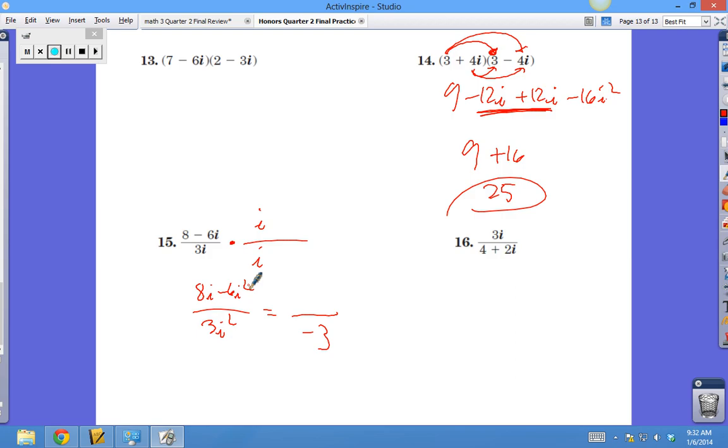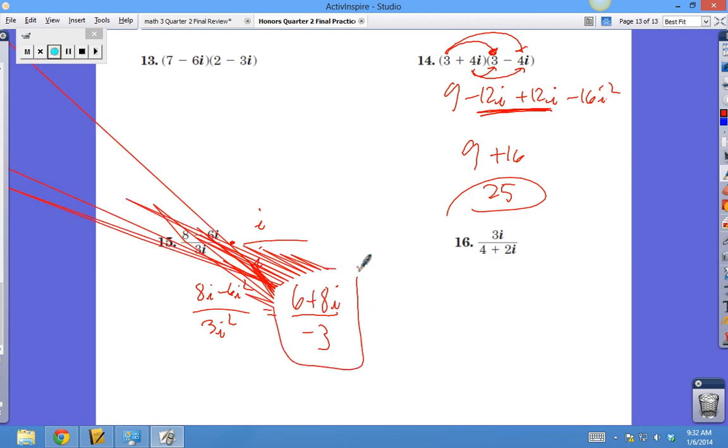I squared is negative 1. Negative 1 times negative 6, positive 6. 6 plus 8i, done.